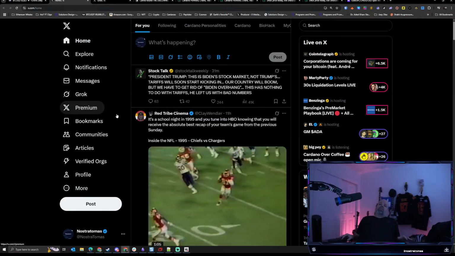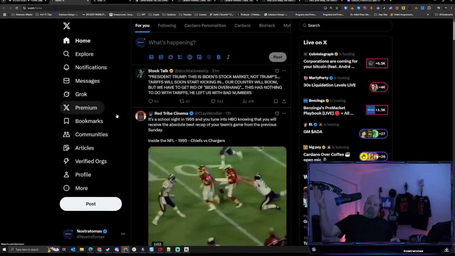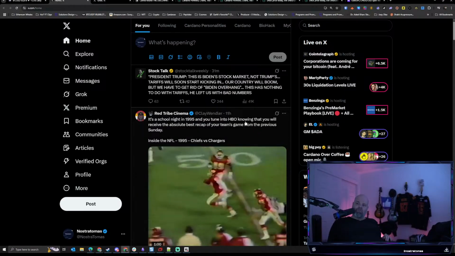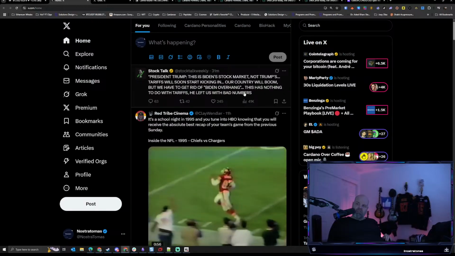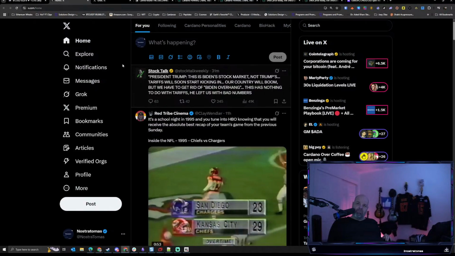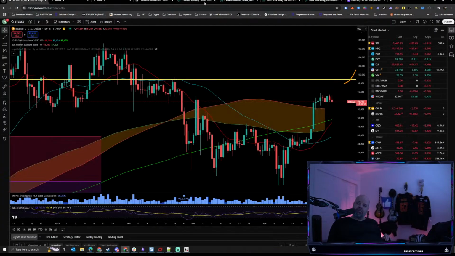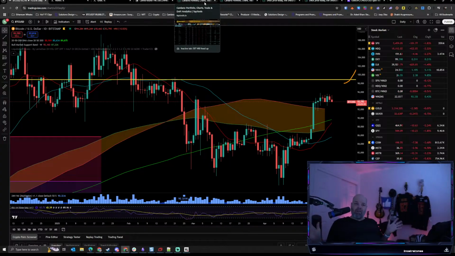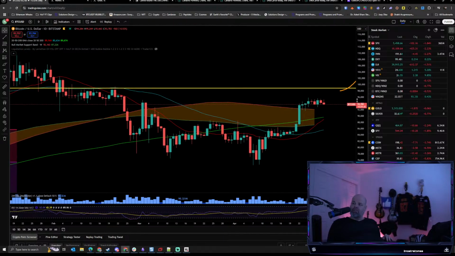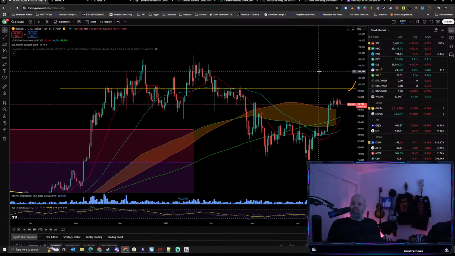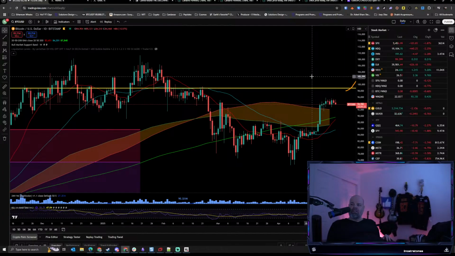This is Biden's stock market, says Trump. Trump tariffs will soon be kicking in and our country will boom. He keeps saying that. This has nothing to do with tariffs. Blame the other guy. Not a fan. Don't get mad at me, Diane. I'm not a fan. I'm just throwing blame at whoever. I don't know who. It's everyone's at fault. We're at fault. Don't get me started on that again.